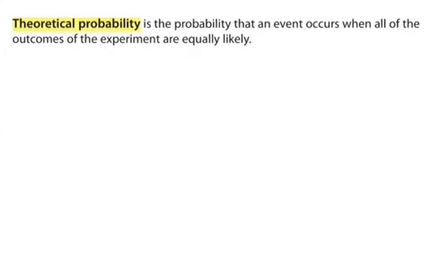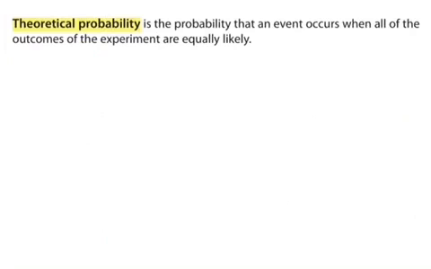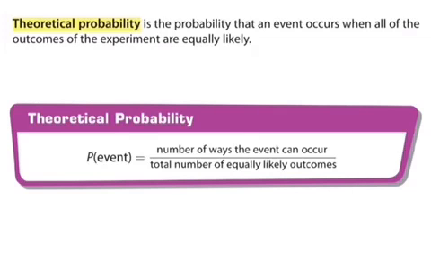So theoretical probability is the probability that an event occurs when all of the outcomes of the experiment are equally likely. So make sure you write that down. Equally likely means that when we hit the spinner, we could land on any one of these spaces here. Doesn't matter. We hit the spinner, could land on a star, could land on not a star, a blue, but it's equally likely we could land on any of them. So what is the probability that the event can occur? The event is what we want to happen. We want it to land on a star.